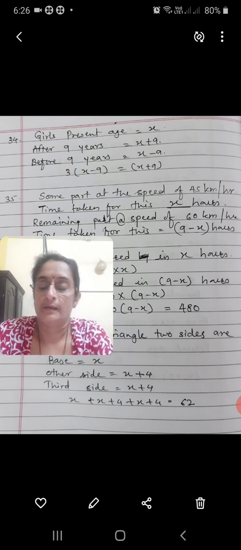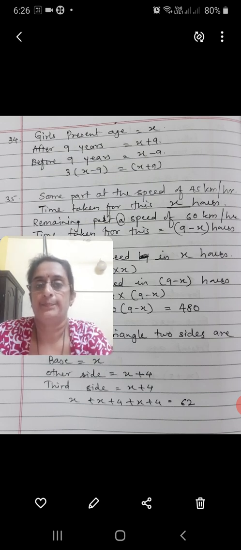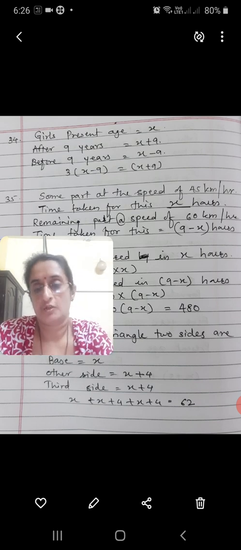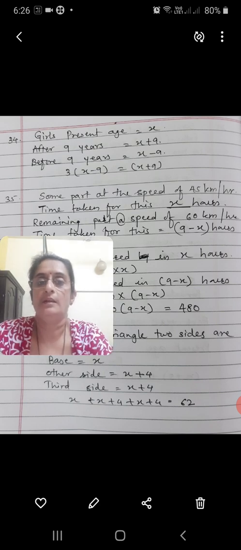So the age 9 years ago was 3 times of what she is going to be after 9 years. So the previous age, 9 years ago's age, you have to multiply with 3, and she will get her age after 9 years. So multiply her age before 9 years, it was x minus 9, with 3. So that will be 3 in the bracket x minus 9 is equal to x plus 9. So that will be her age after 9 years. Solve that, you will get her present age. Then we'll go to the next question.